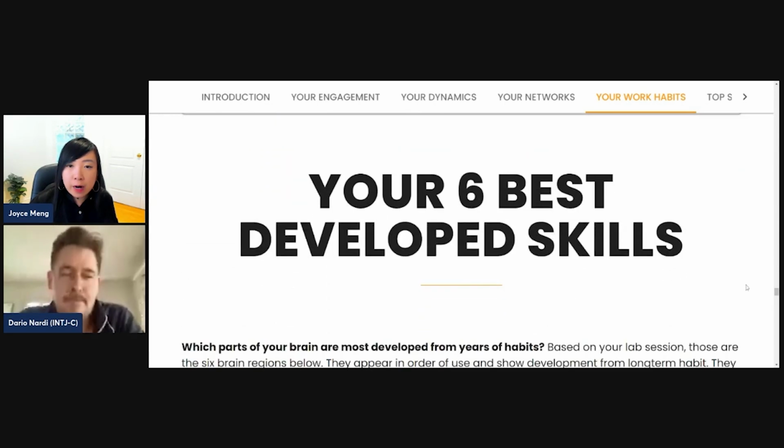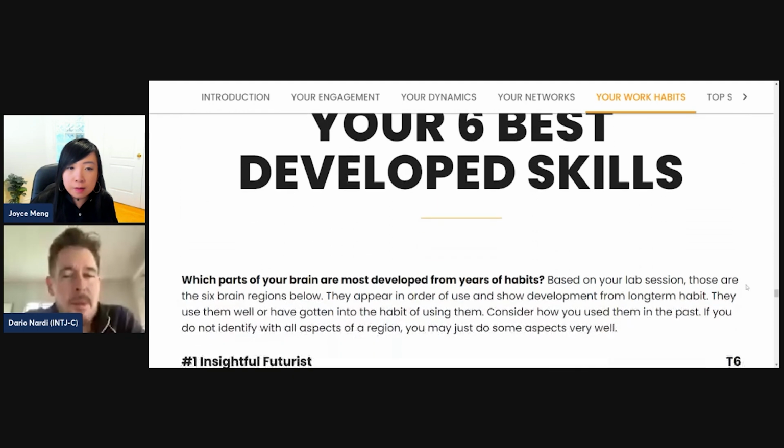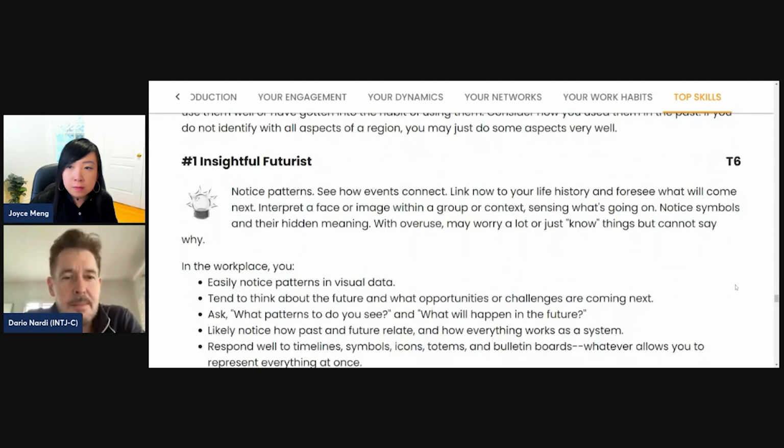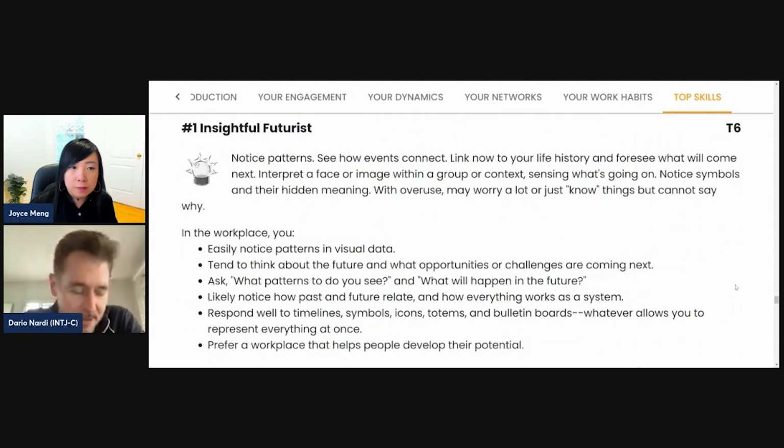And so we're at the 6 best developed skills. This is the part that, funnily, is at the end of the report, but it's the part people often want to see first or second after the subtype. These are your top 6. Sometimes there are others, like number 7 and 8, that are really important to look at too. They're all very close, bunched up together. Or maybe the person just wants to focus on the top 3.